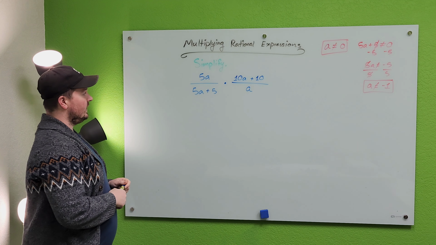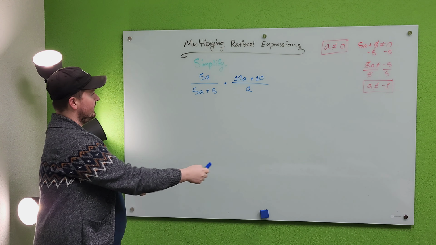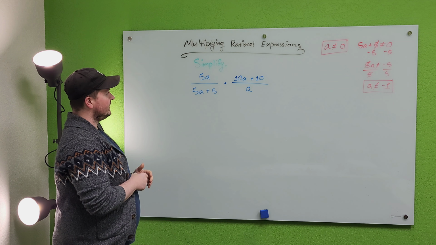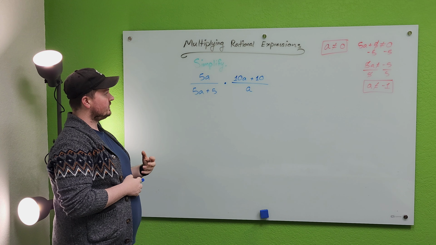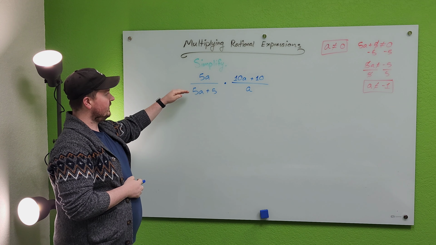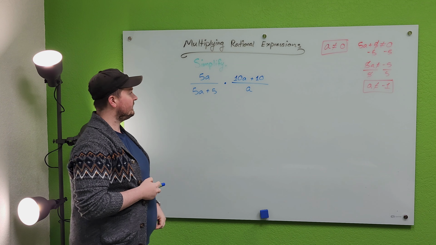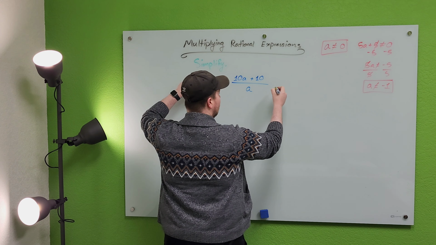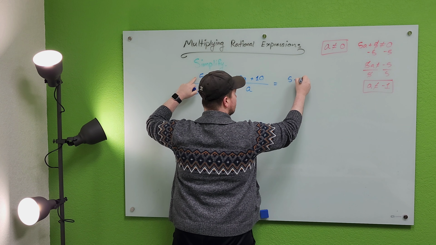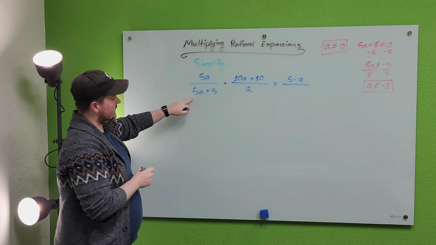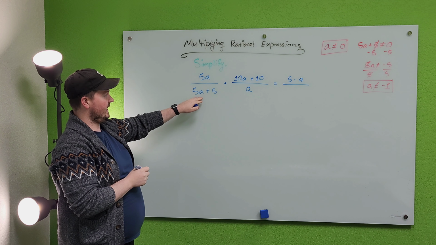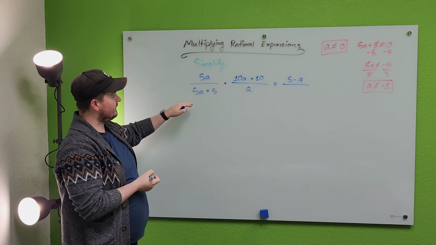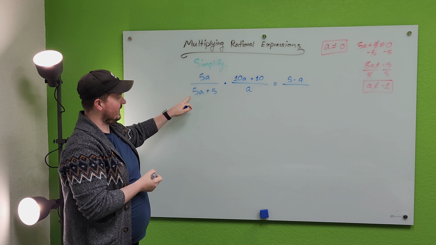Now that that's clear, we can move forward with simplifying each rational expression, and then we'll multiply. To begin, we ask ourselves, is there a greatest common factor in the numerator and denominator of each of these functions? If there is, we want to factor that out right off the bat. In this numerator, all we have is 5 times a. In this denominator, this term has a 5 and an a, and this term has a 5, so both terms have a 5 in common, so we can factor out the greatest common factor, which is 5.